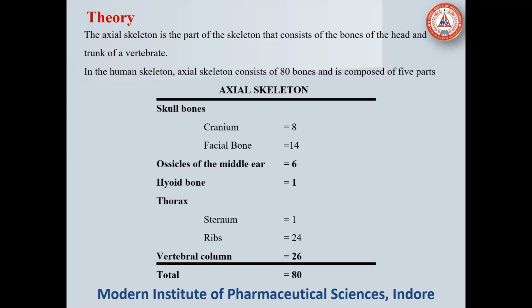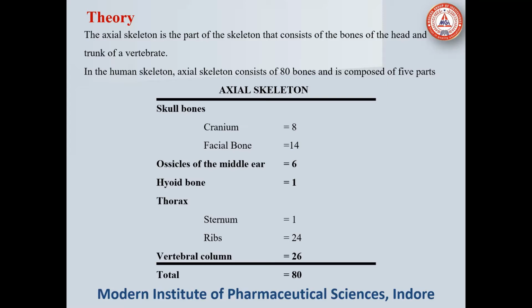The axial skeleton bones are as follows. It consists of the skull bones. The skull is divided into 2 parts: the cranium, which consists of 8 bones, and the facial bones, which consist of 14 bones. Then the ossicles of the middle ear, 6 bones, and the hyoid bone, which is 1 single bone.